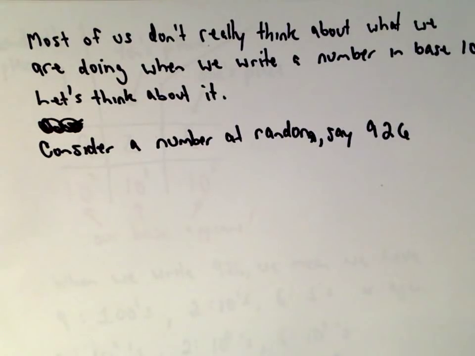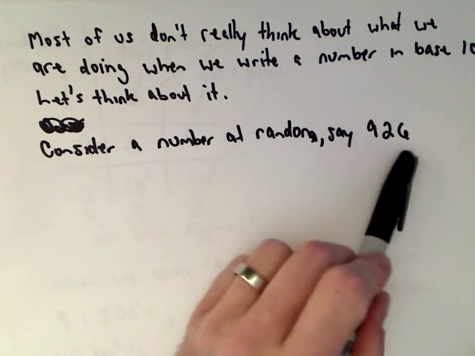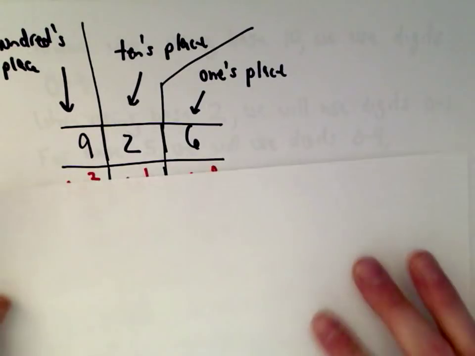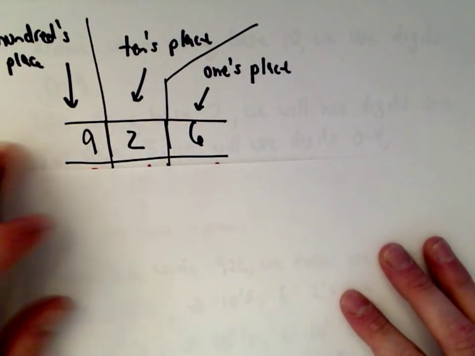Okay, so again, I don't think most of us really think about what we're doing when we write a number in base 10. If we write the number 926, what does that mean? Well, it means you have 926 things. That's a little redundant, right? But let's really look at what we're doing. So, let's look at that number 926.